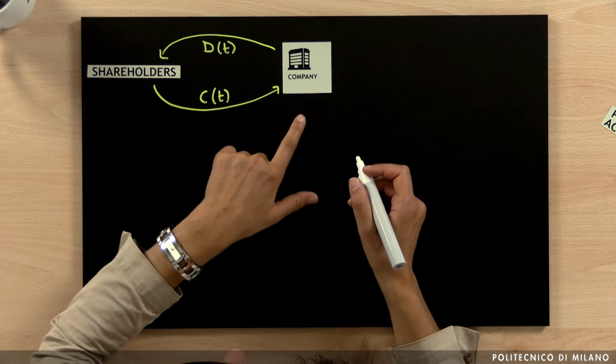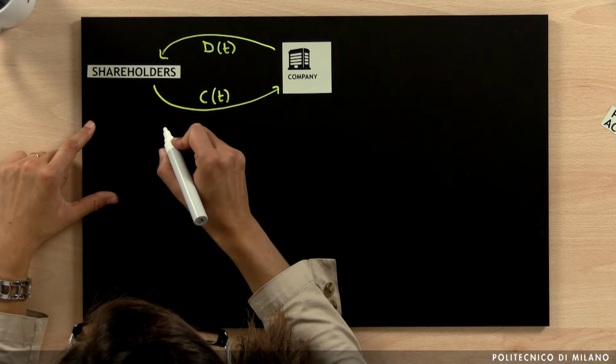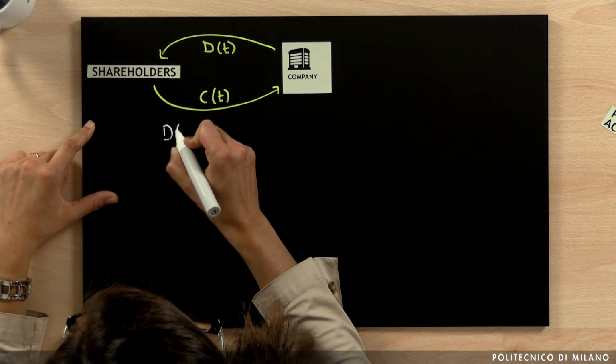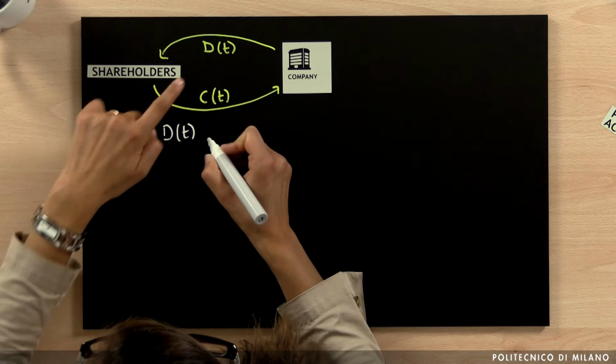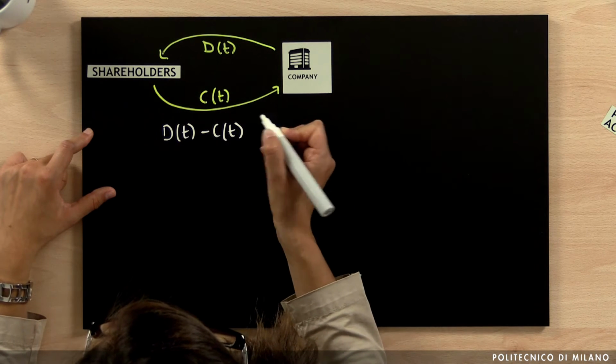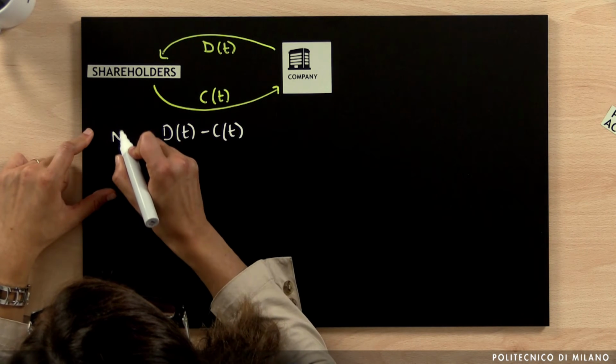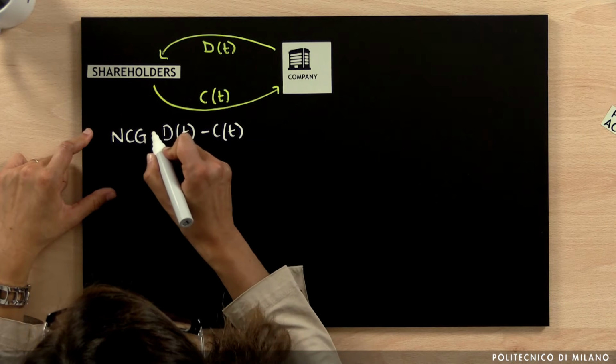To define the value for the shareholders, we can start from the relationship between shareholders and the company. Shareholders receive cash if the difference between the dividend that they receive and the capital that they have provided inside the company is positive. So this difference between the dividend and the capital is defined as net cash generation.